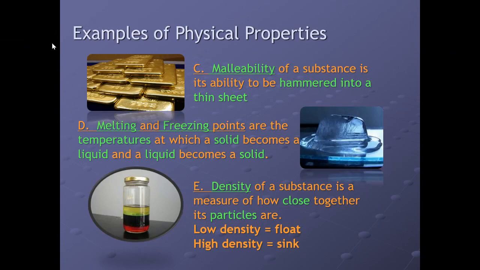And so now let's talk about a few more examples. So malleability, as I mentioned earlier, is just the ability of a substance to be hammered into a thin sheet. So gold is definitely an example of that because of jewelry, it is shaped into pretty much any shape imaginable. Right. Then you have melting and freezing points.